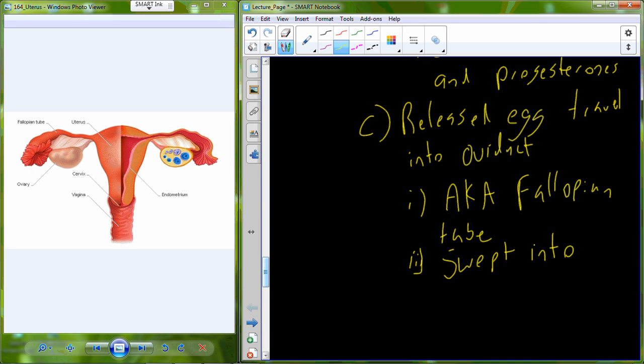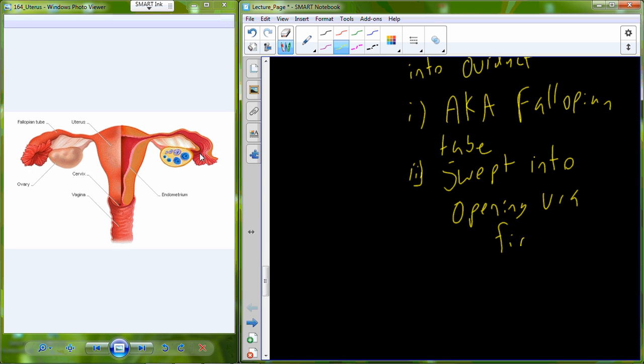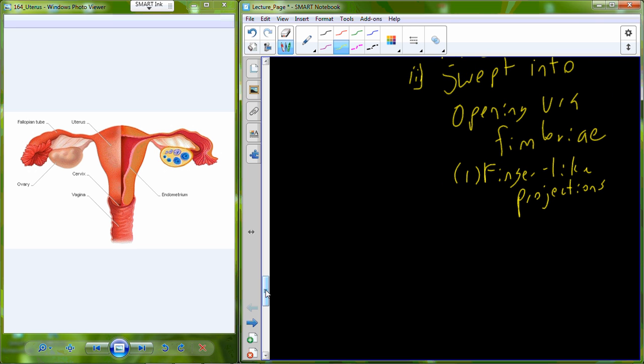The released ovum, or the released egg, is going to be swept in. At the very opening here of the oviduct, there are these finger-like structures. Those finger-like structures are called the fimbriae. So the released egg, as it comes out of the ovary into this area, is swept into the opening of the oviduct with these little finger-like projections called the fimbriae. Okay, so these are finger-like projections.